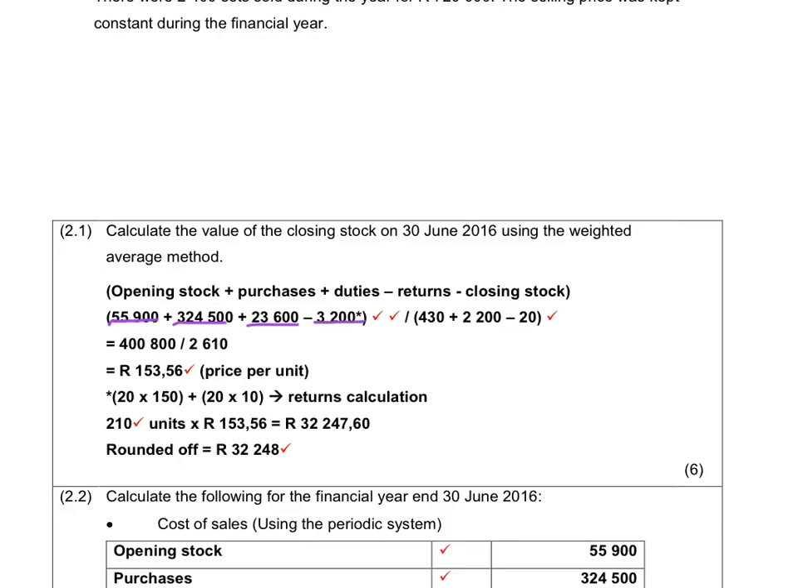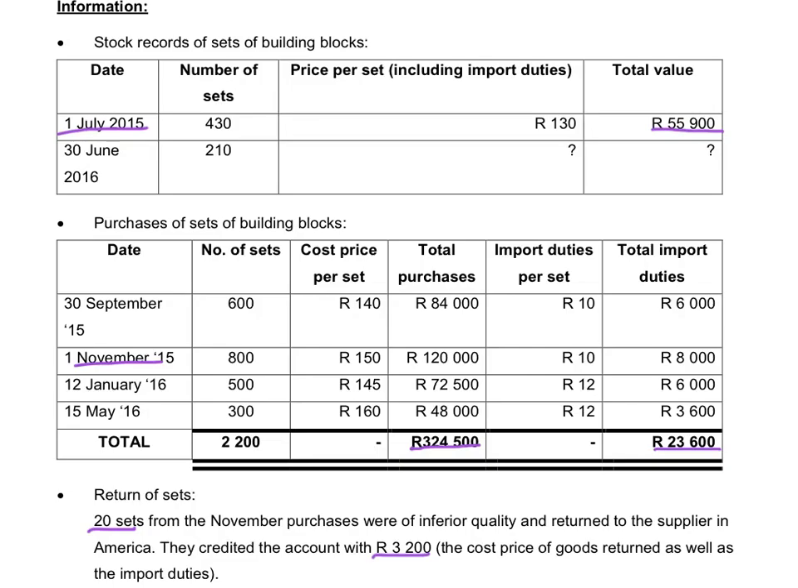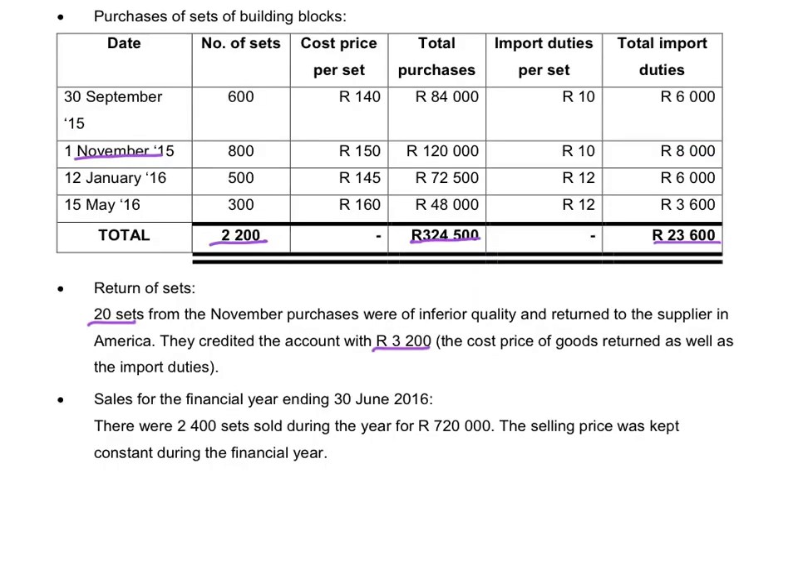Okay, so we deduct the 3,200, and that means all the inventory that we had available, opening inventory plus purchases plus expenses paid to get the goods to your premises, less returns, is 400,800. Now we will do the same with the number of units. My opening number of units was 430. And we bought 2,200, that increased the number of units, and we returned 20 sets.